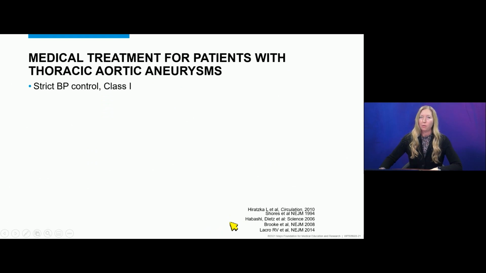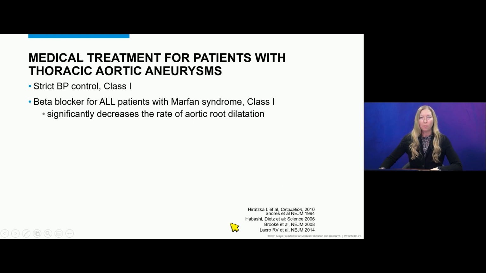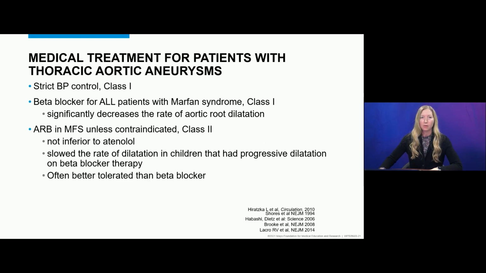So for all patients with aortic disease, we want strict blood pressure control. In all patients with Marfan syndrome, they should be on a beta blocker, even if they don't have hypertension. And this is because beta blockade significantly decreases the risk of aortic dilatation. We can also use angiotensin receptor blockers. Multiple studies have shown that they're not inferior, and they actually can also slow the rate of dilatation in patients who are already on a beta blocker.